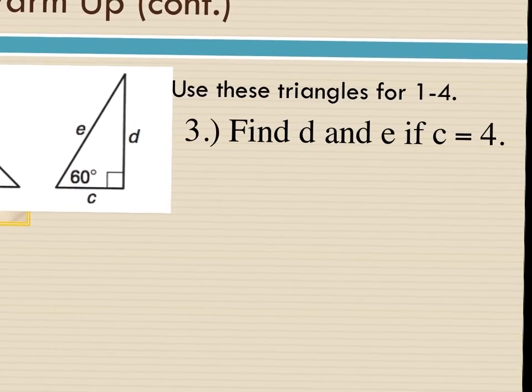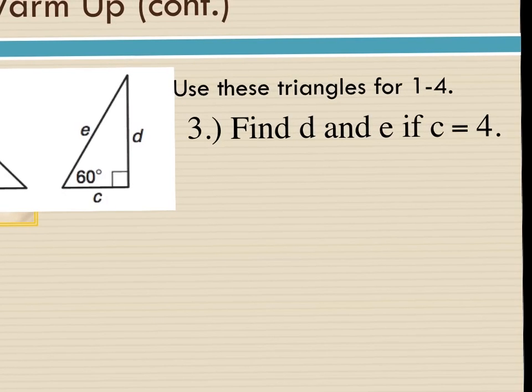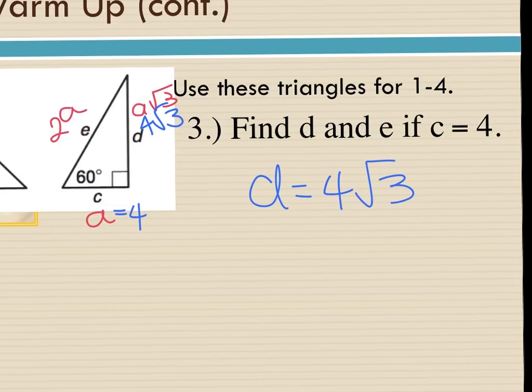So now we're using the triangle at the right, which is what kind of triangle? 30, 60, 90. So in a 30, 60, 90, opposite the 30 is what? A. Opposite the 60? A square root 3, good. Opposite the 90? 2A. So if they give you that C is 4, they're actually giving you the A. Then this would be 4 root 3, so D is 4 root 3. And E would be 2 times 4, which is 8. Raise your hand if you got that one right. Good. Questions on it?